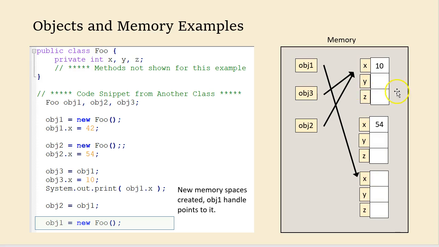Now in my example, these object 2 and object 3 are still pointing to this memory space up here. But if they weren't, this memory space would also be gone. Okay, I'm going to pause here and then we'll continue with talking about relationships between the objects.